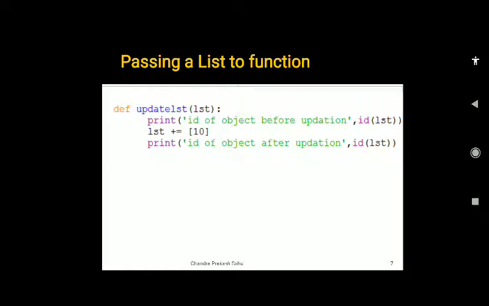For passing the list to the function, we have used this function of 3-line code. It has a parameter lst. At line number 1, the id of lst is printed, and at line number 2, lst is added with another list value 10, and in line number 3, after updation of lst, the id of lst is printed.